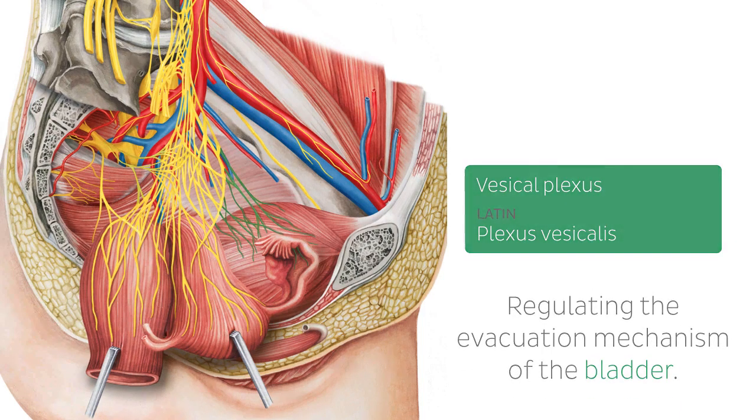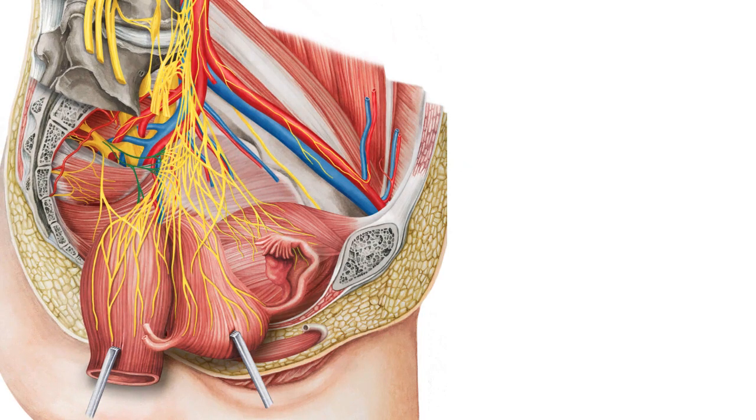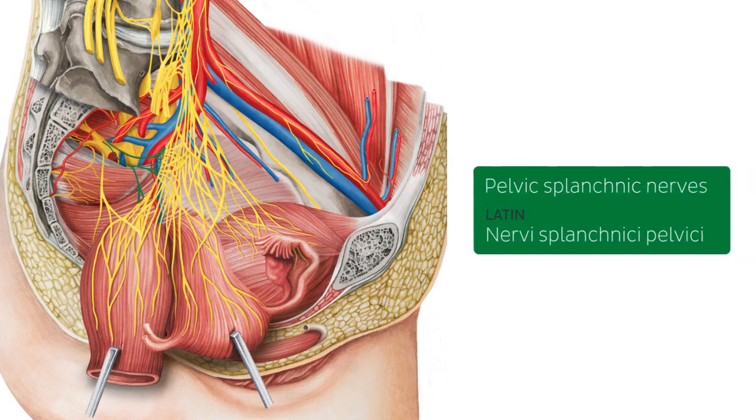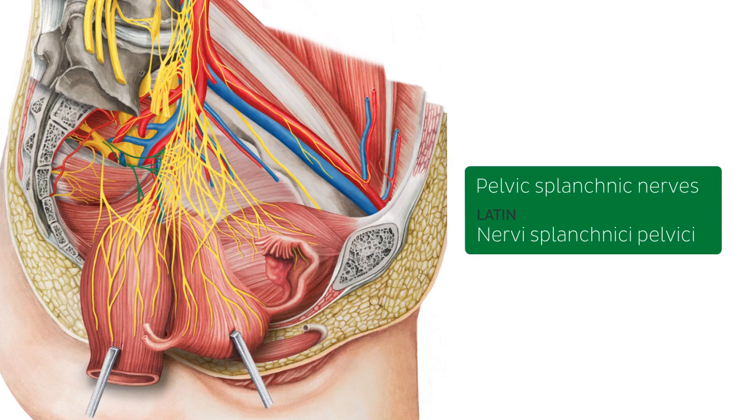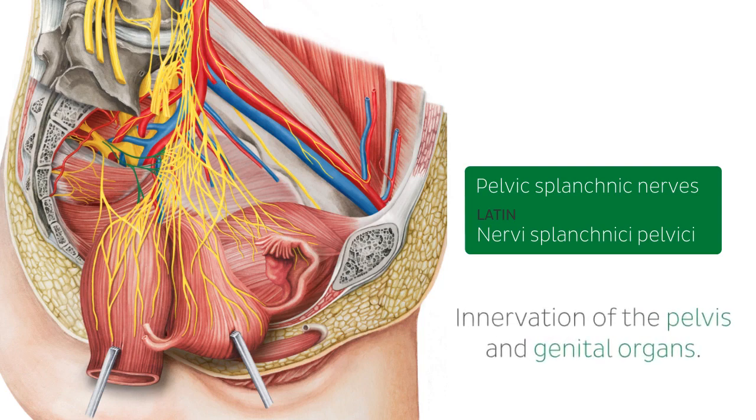And finally, in this tutorial, we're going to be highlighting these structures here. These are known as the pelvic splanchnic nerves, which are comprised of parasympathetic fibers arising from the ventral rami of spinal nerves S2 to S4. These nerves enter the sacral plexus and travel to their corresponding inferior hypogastric plexus, contributing to the autonomic innervation of the pelvis and genital organs.